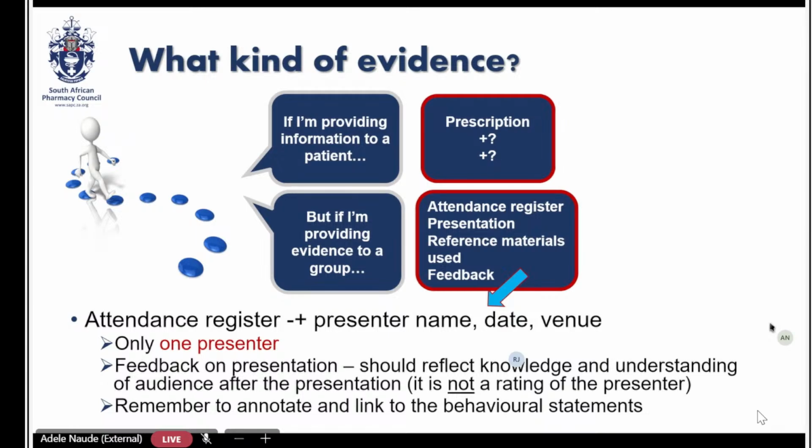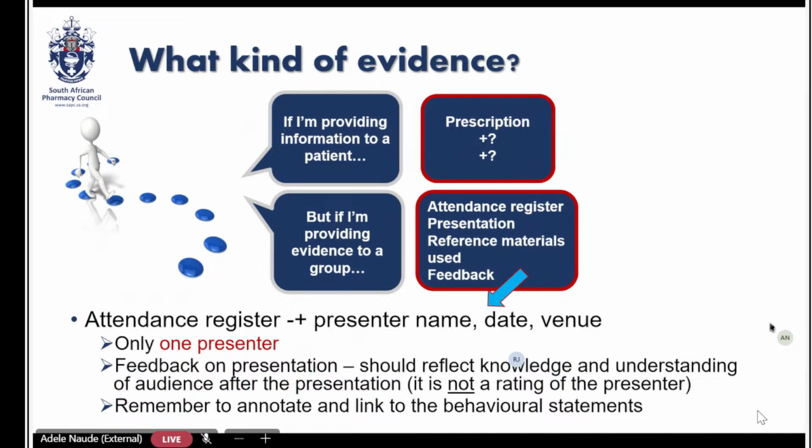Okay, let's look at a few scenarios, what kind of evidence you should or would provide in these cases. So I'm providing information to a patient, one patient. So what evidence can I provide? The prescription, the checklist, the patient assessment sheets, an affidavit or a letter from the patient to confirm that you talked to him or her, or a survey to tell us how they perceived the information that you gave them. But what if I'm providing information to a group of people, what evidence will I then provide? Maybe the attendance register, the presentation that I gave, the reference materials I used, the feedback I obtained.